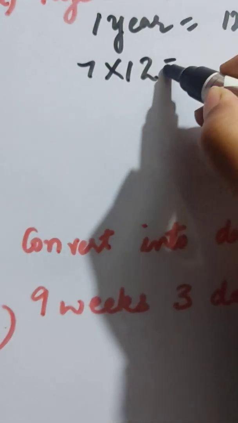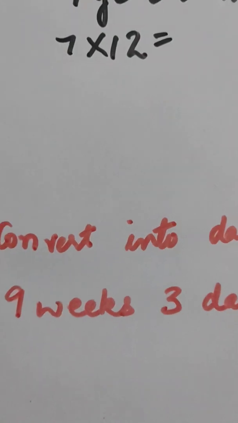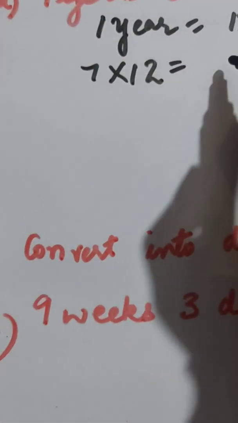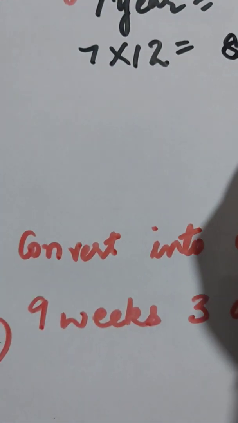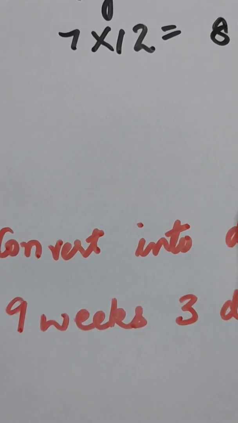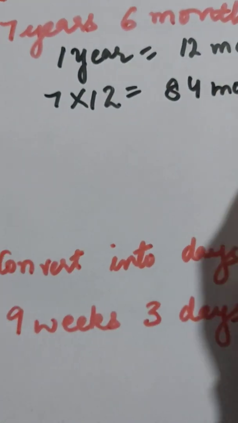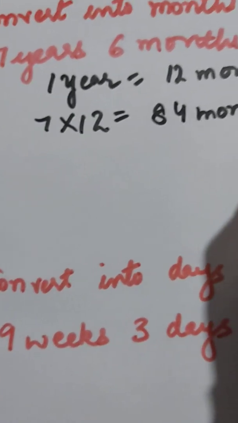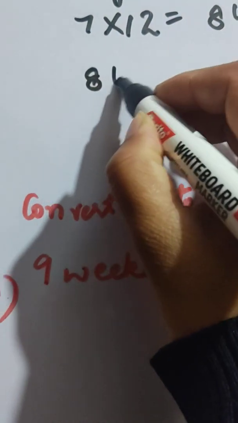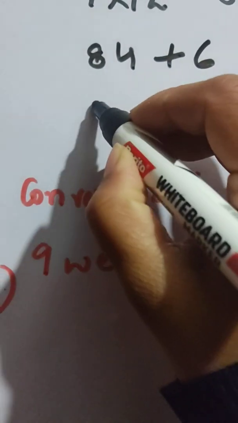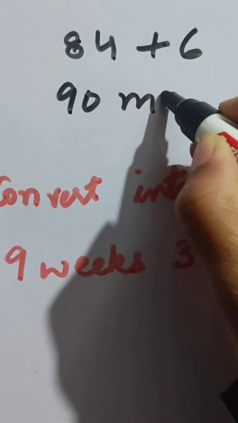So tell me the answer. 7 12s are 84. Now our months are done. Now this is months and 6 months is already given to you. So what are we going to do? We are going to plus. So 84 plus 6 is 90 months.